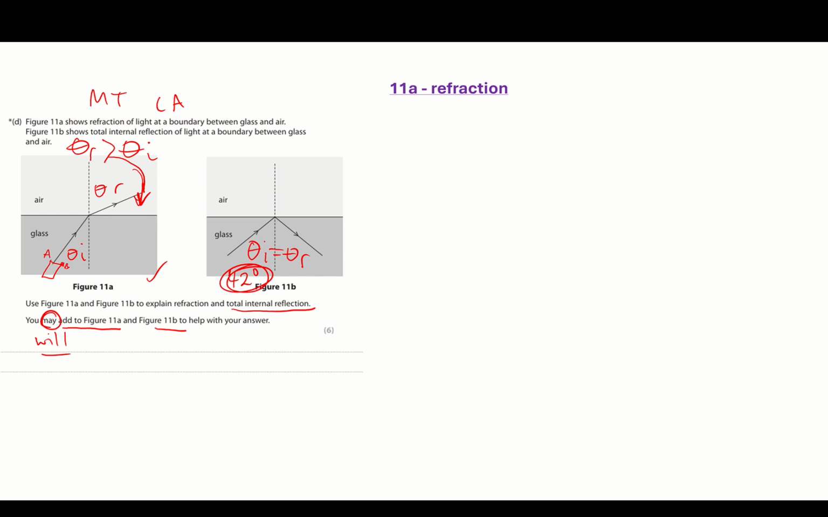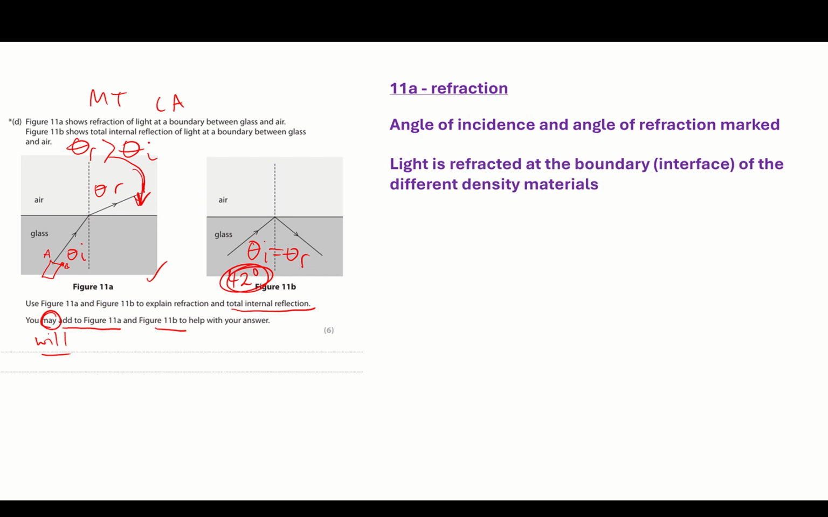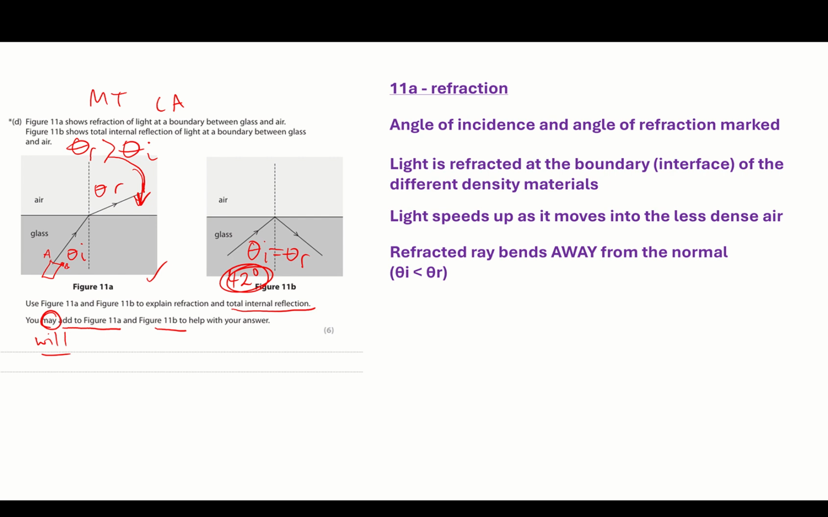So let's do 11A first, which is refraction. The angle of incidence and the angle of refraction are marked. Yep, done that. Theta I and theta R are marked. Light is refracted at the boundary of the different density materials. Light speeds up as it moves into less dense air. Yep, we've said that, and we've even used the model with the sides of the car. The refracted ray bends away from the normal. So theta R is greater than theta I, or theta I is less than theta R. Same thing. All done. So we've talked about it, we've talked about the angles.